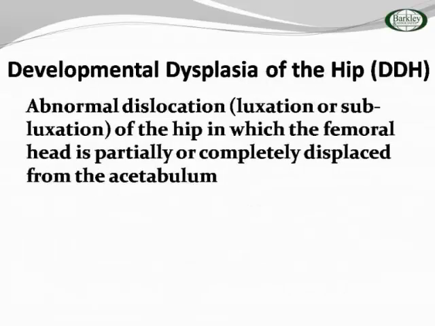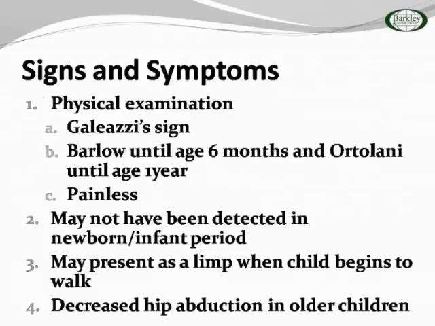Here's your hip dysplasia, and we talked about it being displaced out of the acetabulum, or subluxation. There's the Galeazzi sign that we talked about earlier, and the Barlow and Ortolani's. Barlow's is good for the first 6 months, and Ortolani's is good for the first year. Remember, a young infant is very flexible. As they get older, their hip laxity changes.